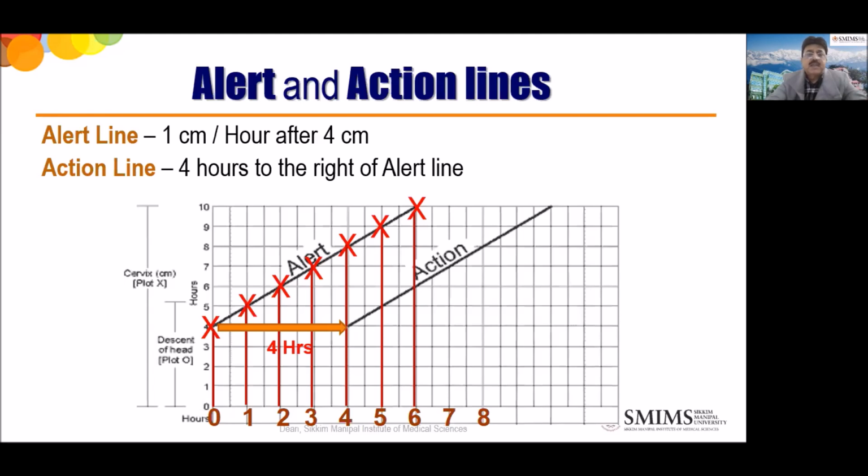For example, if you are in a peripheral hospital, you don't wait for 4 hours and then send the patient to the higher center. Probably in your particular center, you can say my action line is after 2 hours or after 3 hours. That means the action may not be cesarean section because you don't have the facility for cesarean section. The action that you would take is transfer the patient to a higher center. So there, the action line may be slightly earlier than 4 hours.